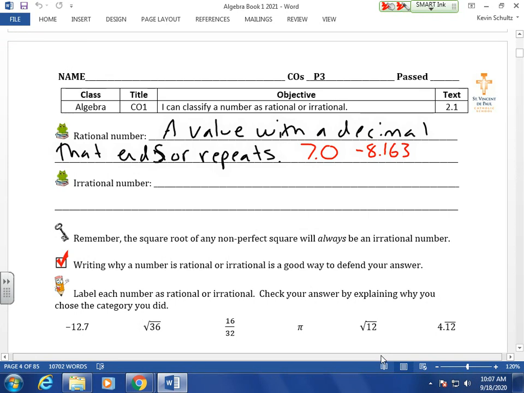How about a fraction, such as 3/4? Notice I didn't say a number with a decimal, because not all numbers are written as decimals. I said value. Is the value of 3/4 rational? Joey? Yes. Why? Because you can convert it into a decimal. As a decimal, 3/4 is 0.75, same value, right? And that decimal ends. So all three of those, 7, negative 8.163, 3/4, would all be examples of rational numbers because the decimal ends.